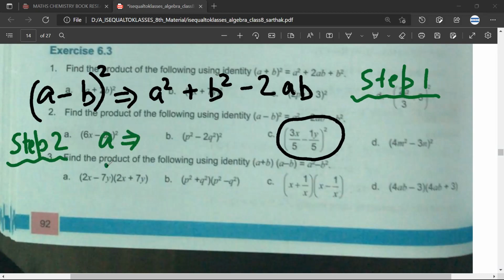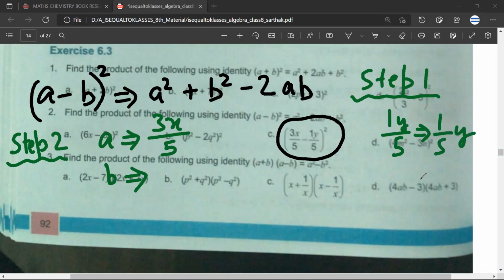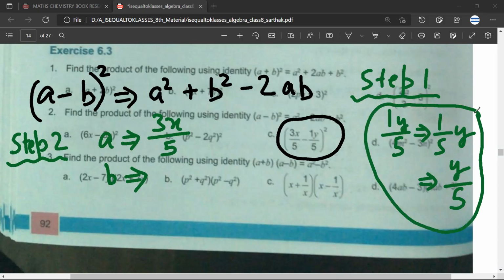Can you tell me what is my a and what is b? A will be 3x upon 5 and B will be 1y upon 5. Yeah. See, another thing is this 1y upon 5 can be also written as 1 upon 5y, can also be written as y by 5. All three are same. Any doubt, Mr. Sarthak? No, sir. So let me use whatever he is using. So I will write this as 1y by 5. Any doubt till here? No, sir.